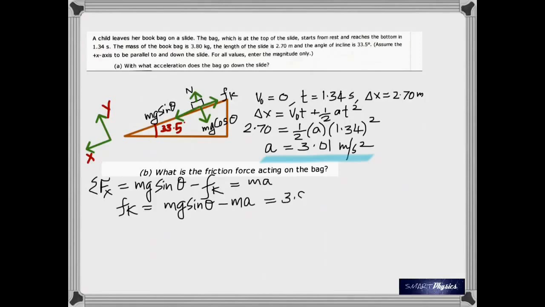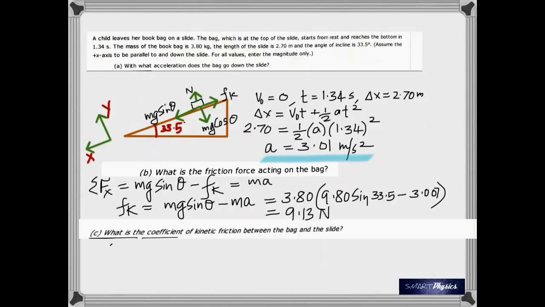You know the mass, g is 9.80, sine 33.5 minus, well, of course I've taken mass outside as common, that's why you see that there, and I've used the value of acceleration that I got. I get it as 9.13 Newton. And then to find the coefficient of kinetic friction, we use Fk is mu k times N, but in this case the normal reaction is mg cos theta, as you can see.